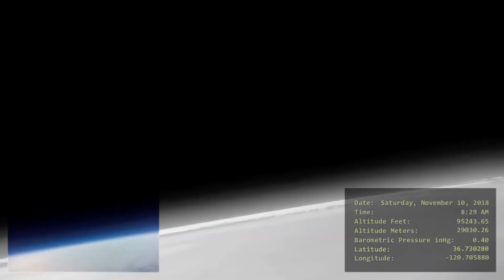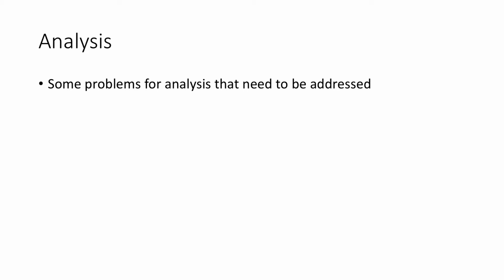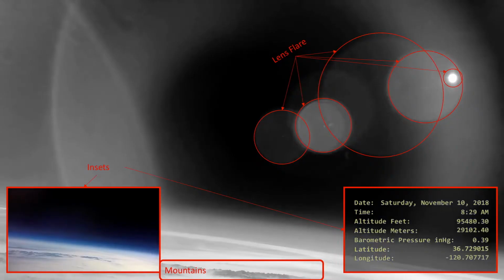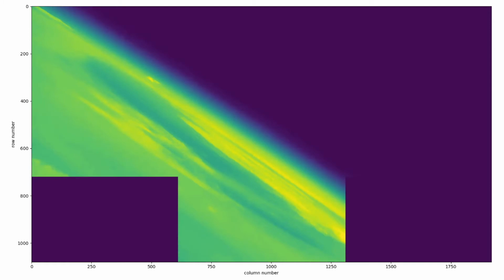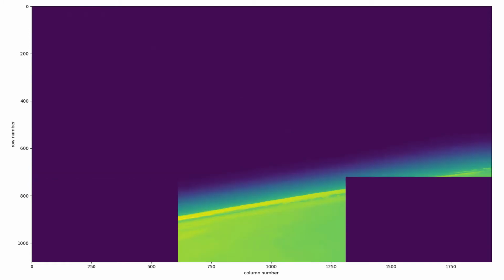I won't show you all of them because there are many. There are a few issues with the images that will need to be addressed before getting started. Firstly, there are the insets showing the visible light images and the telemetry data. I could maybe try to get the raw footage without the insets, but there should be still plenty to work with once these are removed. Now, these are the same stills with the insets removed.